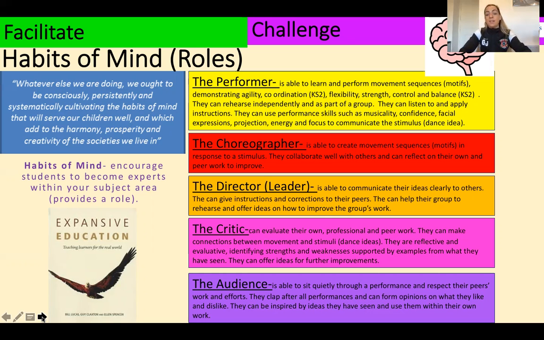And then finally, being the audience. So just teaching them audience etiquette. You have to sit quietly. You shouldn't be talking through performances. You should applaud all of the performances that you see. So really getting them to develop those habits throughout the lesson.